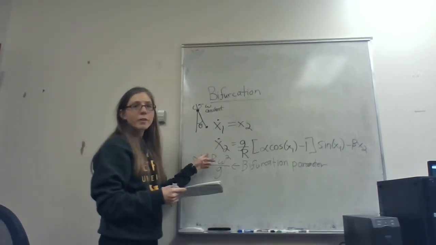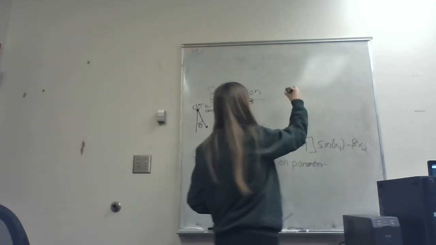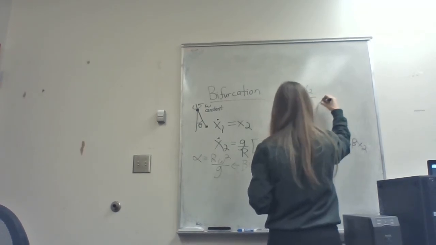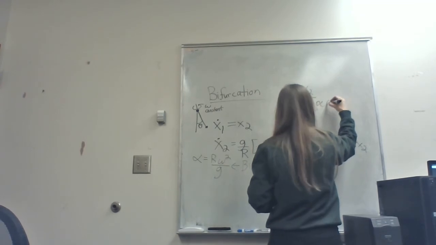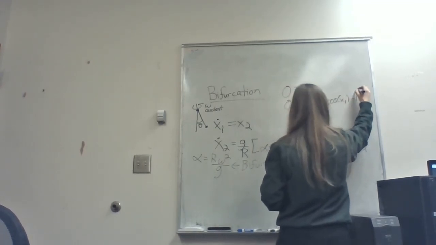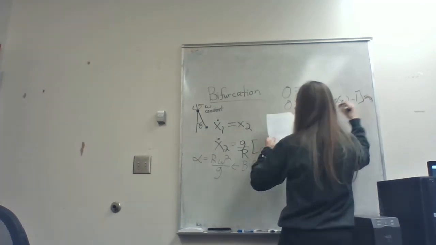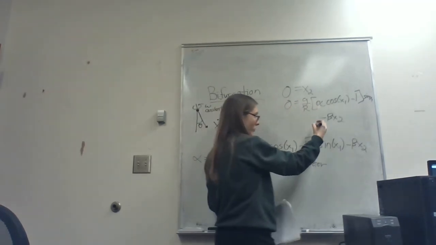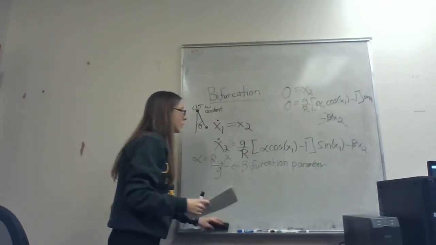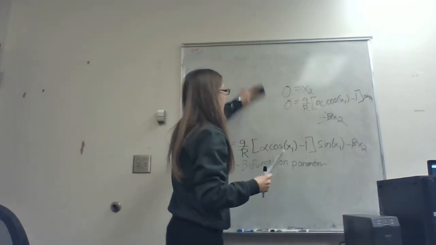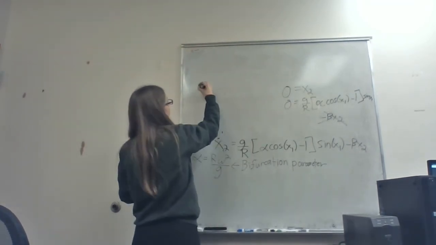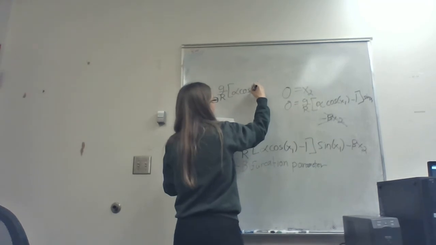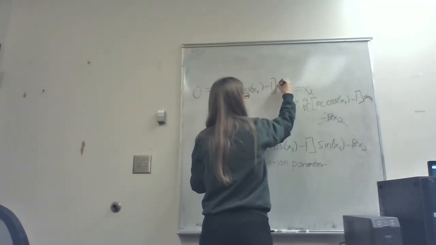So if we try to look at the equilibria of this system, we would say that 0 is equal to x2 and 0 is equal to g over r alpha cosine of x1 minus 1 sine x1 minus beta x2. So we see that x2 is 0 from the first equation, so this goes away. What I get left with is that I'm trying to find the solutions of 0 equals g over r times alpha cosine of x1 minus 1 sine x1.